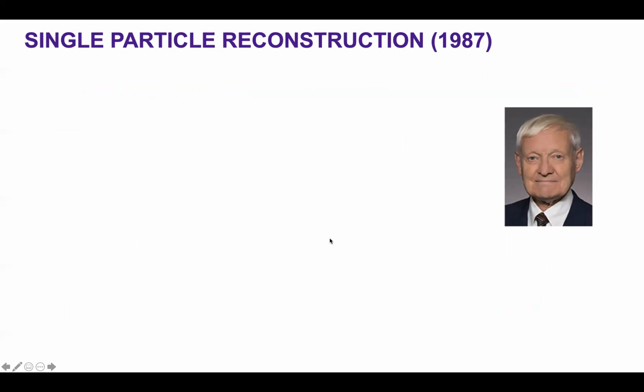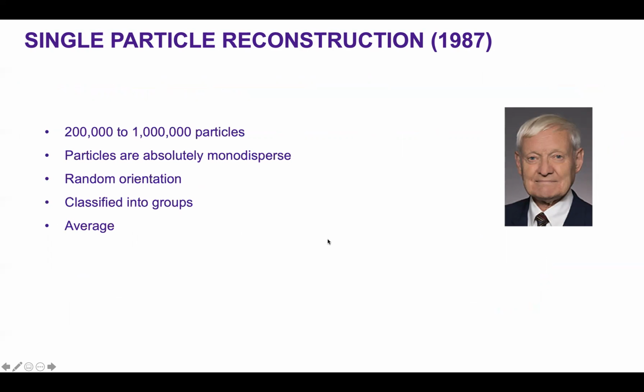This has to do with the development that happened in the 1980s, especially from Joachim Frank, who also received the Nobel Prize in Chemistry in 2017 for Cryo-TEM development. He developed this single particle reconstruction, where you acquire a large number of images and collect 200,000 to 1 million particles. Ideally, it applies if your particles are absolutely monodispersed, such as virus particles and proteins.